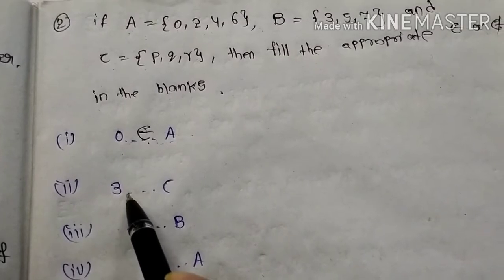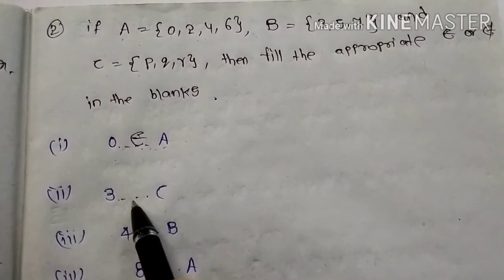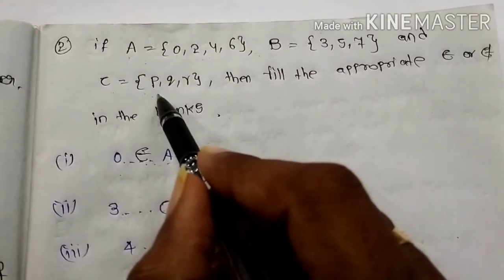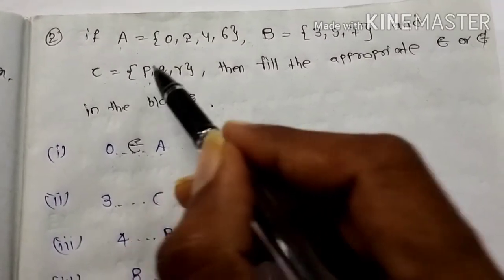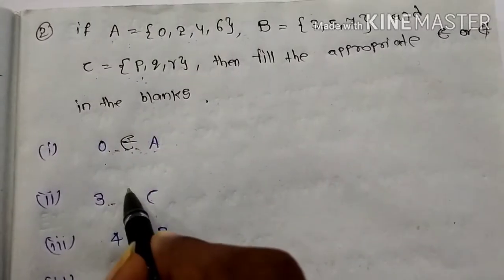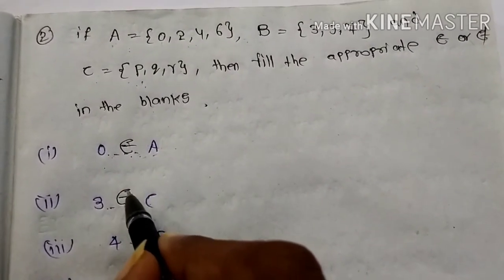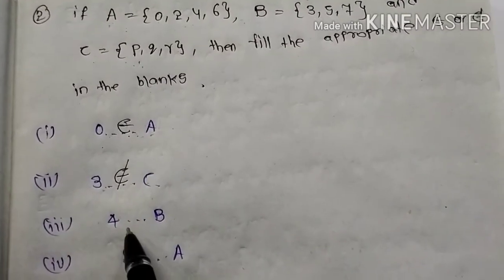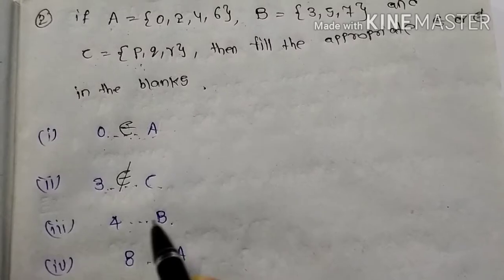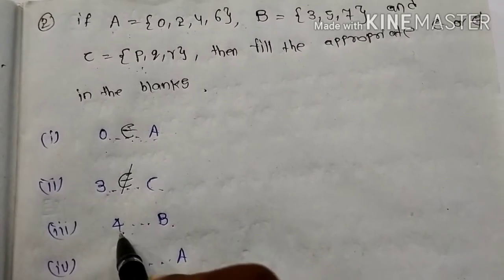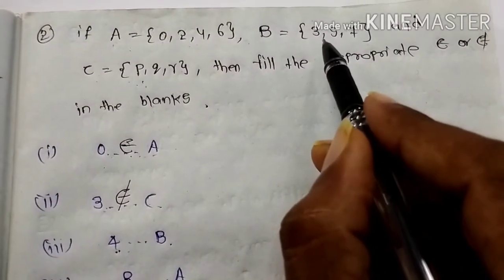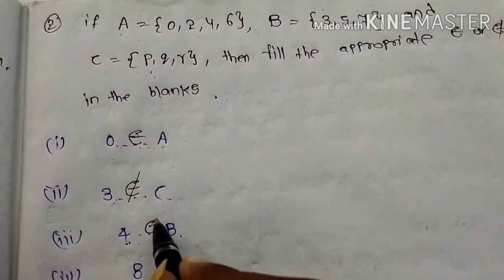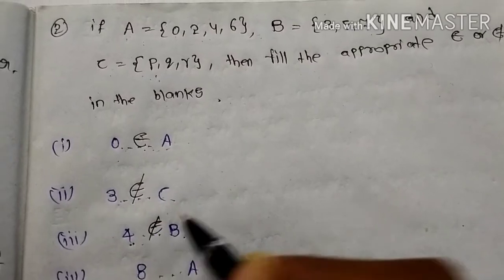In a similar way, does 3 belong to C? In set C, is 3 available? It is not a member, not an element of C, so you can write does not belong to. Just write belongs to and cancel it: 3 does not belong to C. Similarly, check whether set B has 4 as a member. 4 is not available in B, so you can write does not belong to. Very easy.